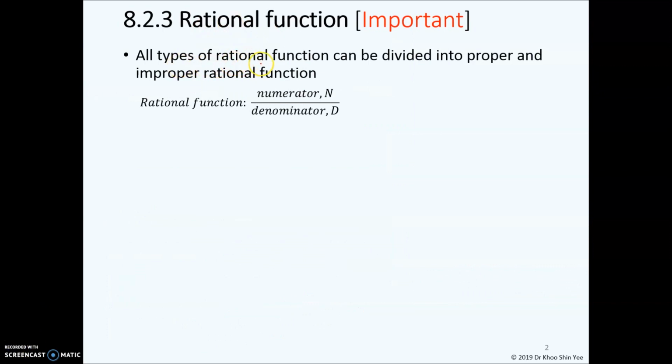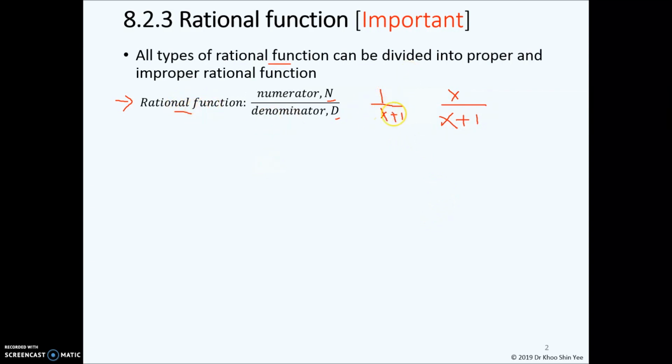So this is one of the important techniques in integration as well. You can see that all types of rational function can be divided into proper and improper rational functions based on this definition. The definition for the rational function is a function with a numerator and also a denominator, so we let the symbols n and d in this case. For example, let's say we have some function like 1 over x plus 1. So this is a rational function, right? Or you can have x over x plus 1 as well.